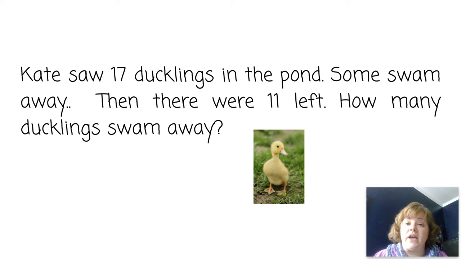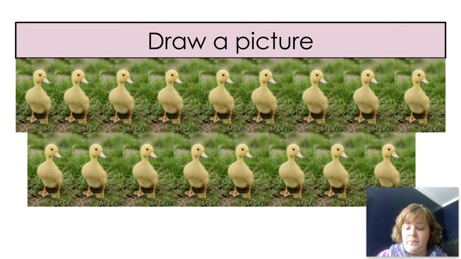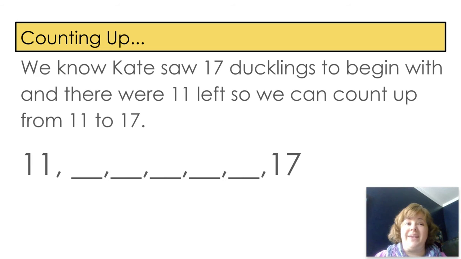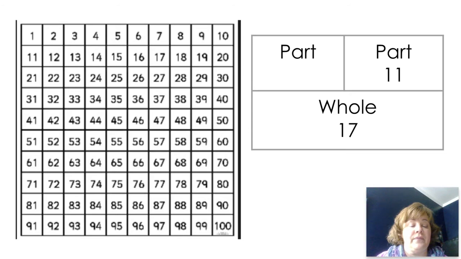So here are some strategies you can use. You can draw a picture. You can count up. We know Kate saw 17 ducklings to begin with, and there were 11 left. So we can count up from 11 to 17. You can use the number grid. You can fill in a part whole box.